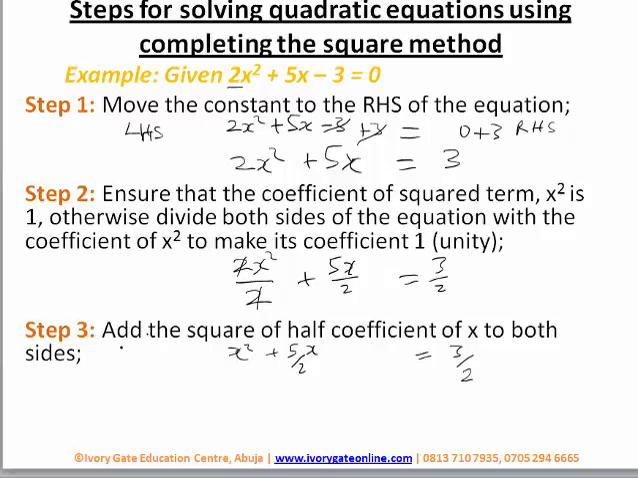Then the next step says add the square of half coefficient of x to both sides. So in this case, what is the square? We now say plus half, dot, meaning multiplication. So this will be in brackets. What is the coefficient of x? 5 over 2.